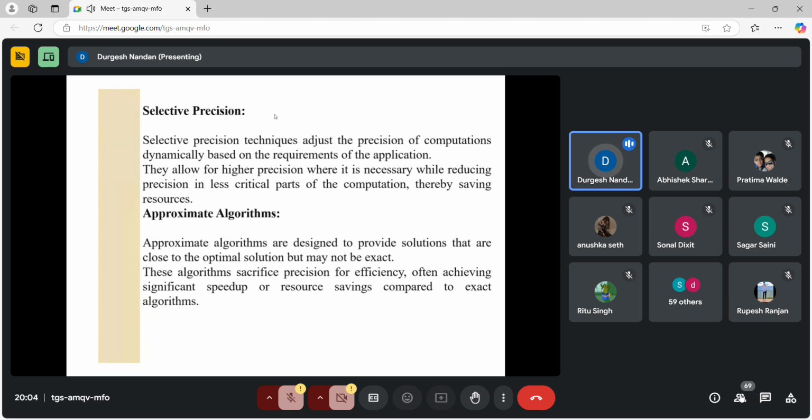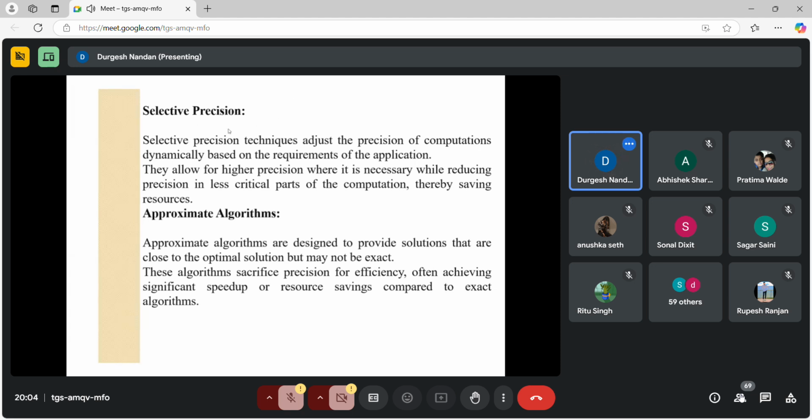As you can understand, it is similar to RAM requirements: if we want to process something fast, our RAM requirement increases, and if we do not require fast processing, then RAM utilization will decrease. Selective precision is the same. In that, we develop applications so that, according to the requirements of the application, it performs the computations.